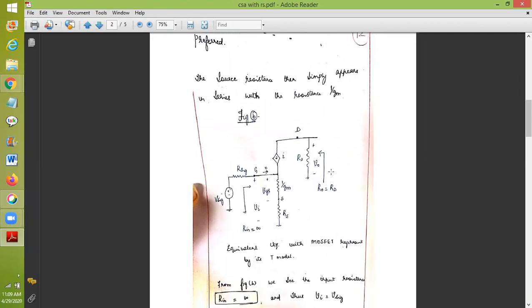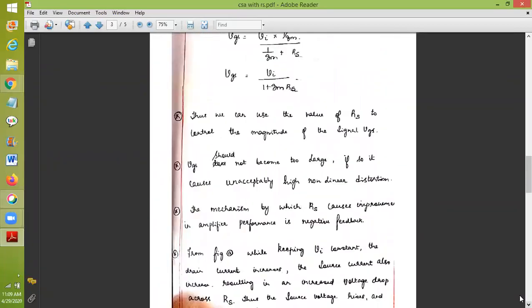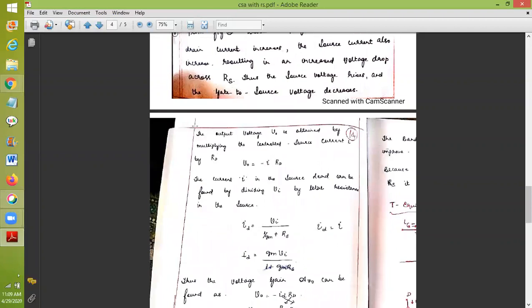If I connect a voltage source here and apply KVL, I will get V0 is equal to minus ID into RD. So first, what we have to do is write the expression for V0. Okay. So V0 is equal to I into RD. Your I is nothing but your ID. Okay. So the current I in the source lead can be found by dividing VI by the total resistance.